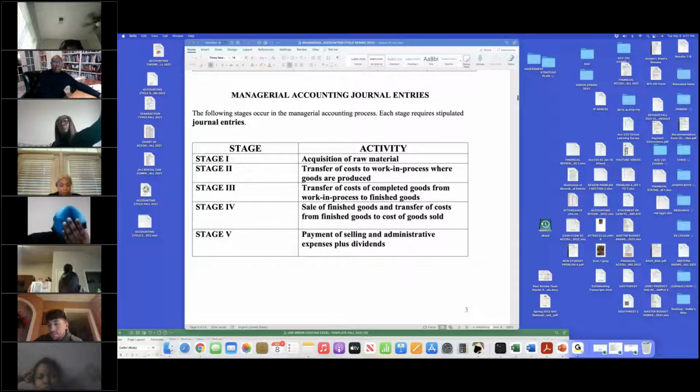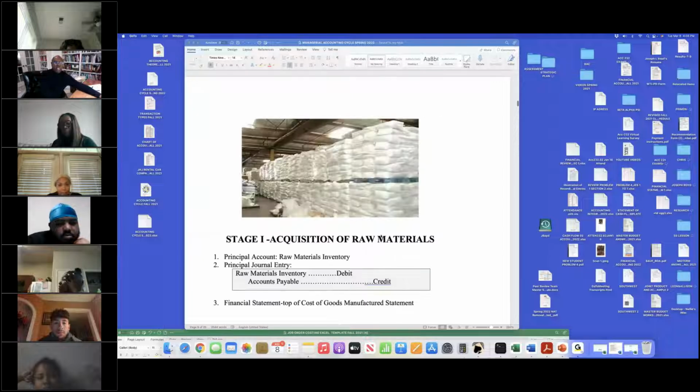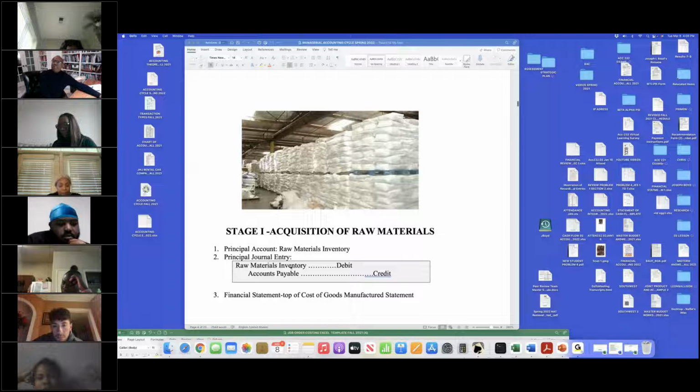So we got journal entries. It's not a lot, but to get us focused, I got them labeled in stages. Stage one is acquisition of raw materials. That journal entry is debit raw materials inventory and credit accounts payable. That is the journal entry, it doesn't change. You may have more than one raw material, so you have to make it every time. But this is the journal entry, you just got to put the amount in.